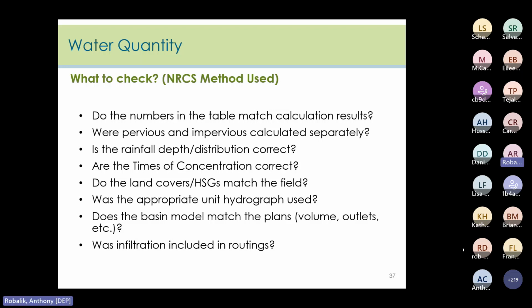This has been seen a few times where the model doesn't actually match the plans. And another big one is, did they include infiltration in the routing? So back when this site was reviewed, our BMP manual did not allow exfiltration at all to be included in the 2, 10 and 100-year design storm routings. But under the new rule, exfiltration is allowed for some BMPs. However, in the case of large-scale infiltration basins like they used here, exfiltration is still not allowed.